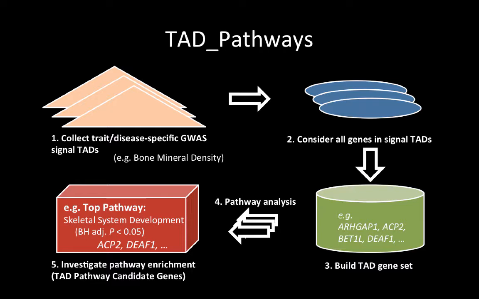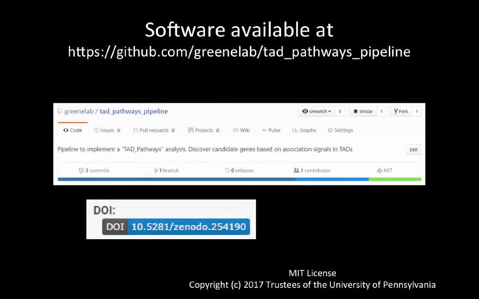We tested two of these genes, ACP2 and DEF1, which are not the nearest gene to the GWAS signal, and hypothesized that they are important for BMD. Our molecular experiments interrogate this hypothesis. Importantly, software to implement a TAD pathways analysis is available under an open source license on GitHub. We include reproducible examples as presented in this paper.